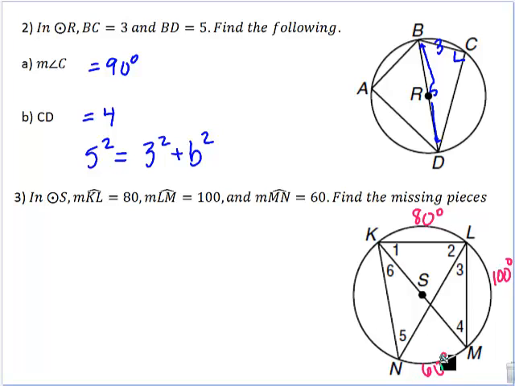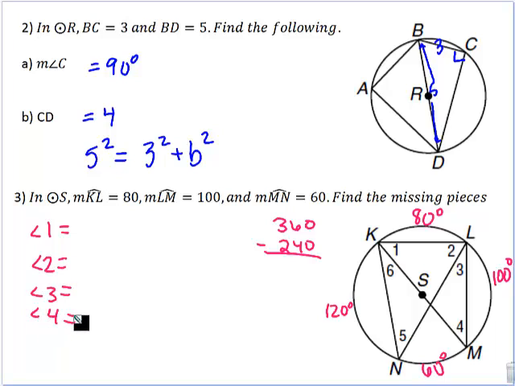Can we figure out what the other missing arc is? How can we figure that out? Yep, add those all up together and subtract from 360. So 80 plus 100 plus 60, what does that give you? 240. So when we subtract 240 from 360, we get 120 degrees. So arc K to N is 120. So now we want to find angle 1, angle 2, angle 3, angle 4, angle 5, and angle 6.